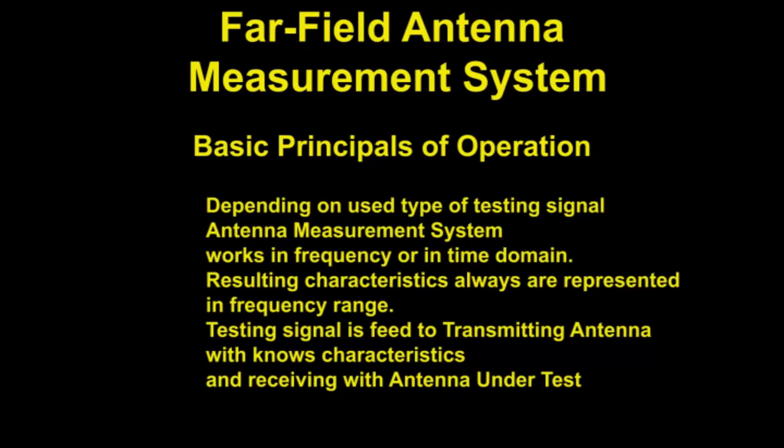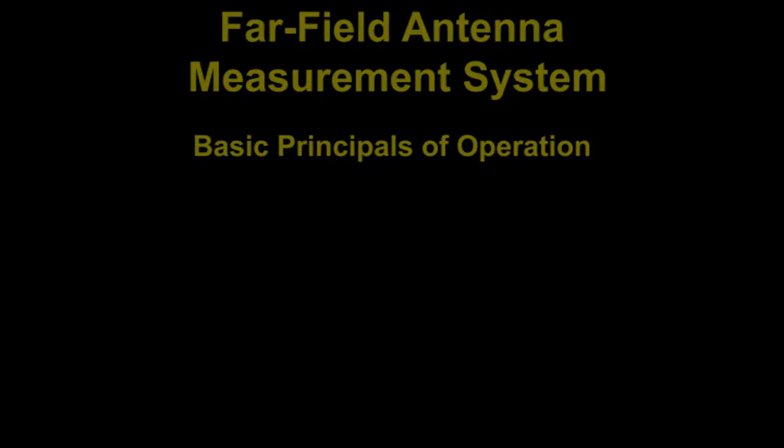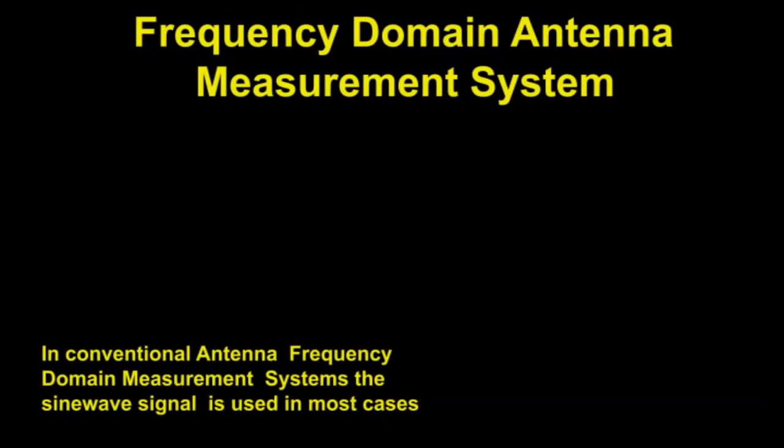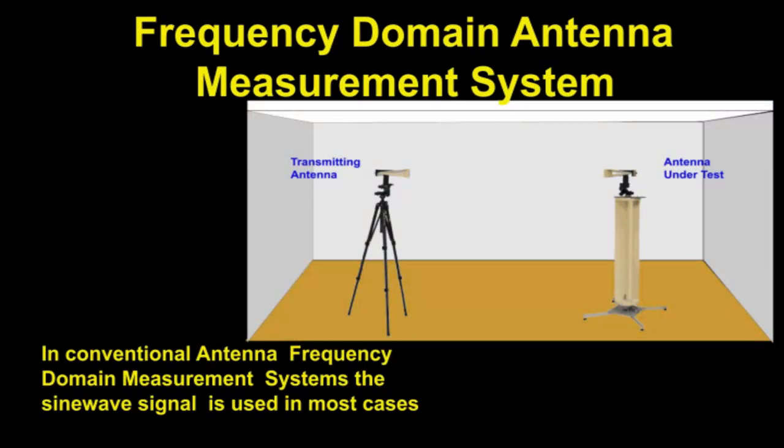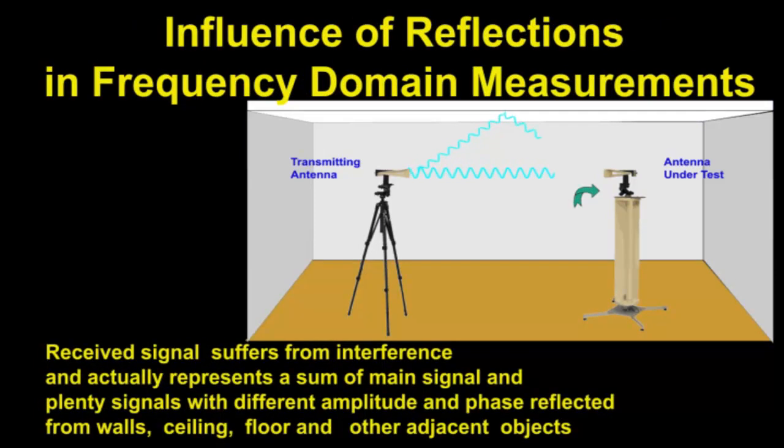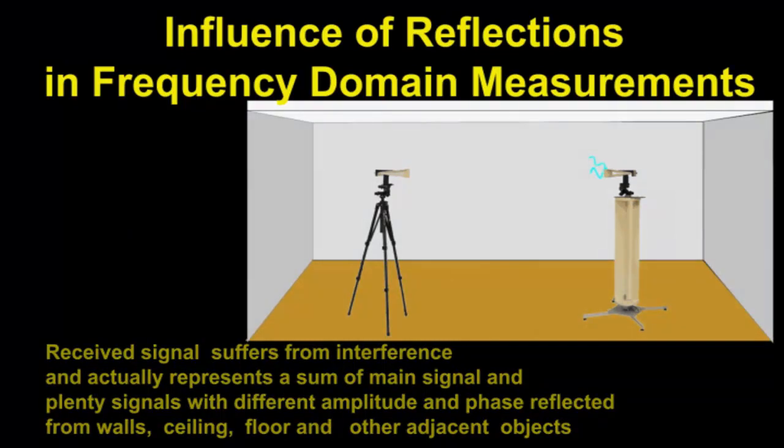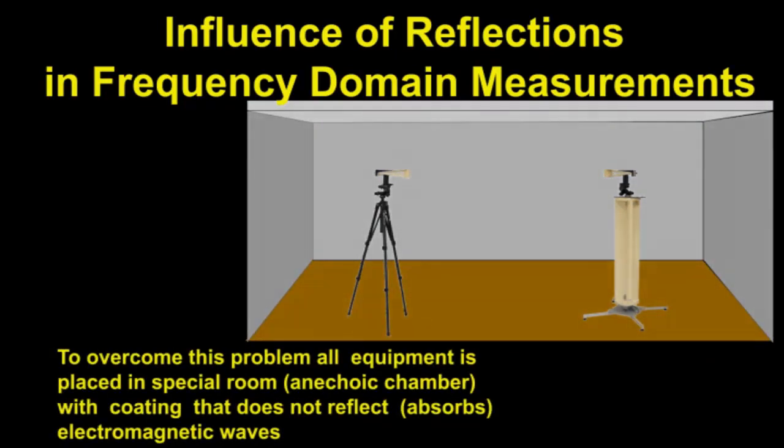Depending on the type of testing signal, the antenna measurement system works in the frequency or in the time domain. Resulting characteristics are always represented in the frequency range. In conventional antenna frequency domain measurement systems, a sine wave signal is used in most cases. The received signal suffers from interference and actually represents a sum of the main signal and plenty of signals with different amplitude and phase reflected from walls, ceiling, floor and other adjacent objects.